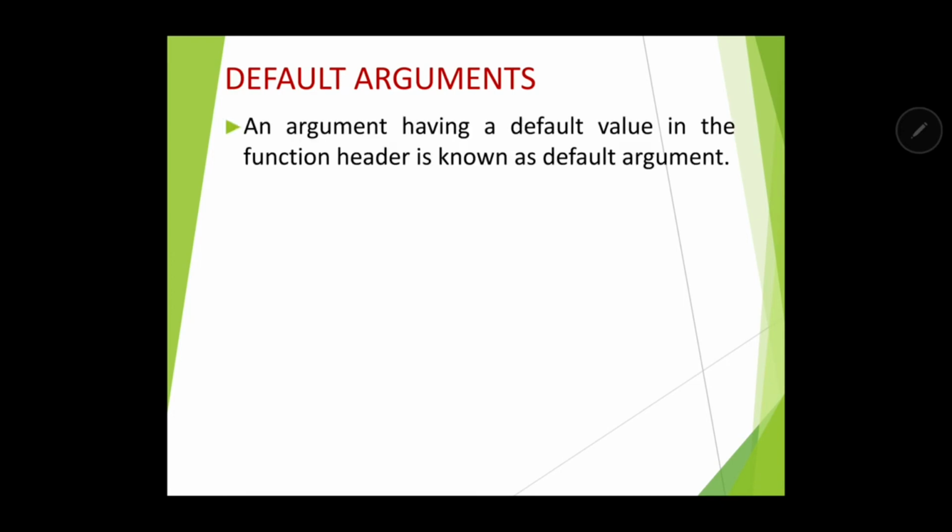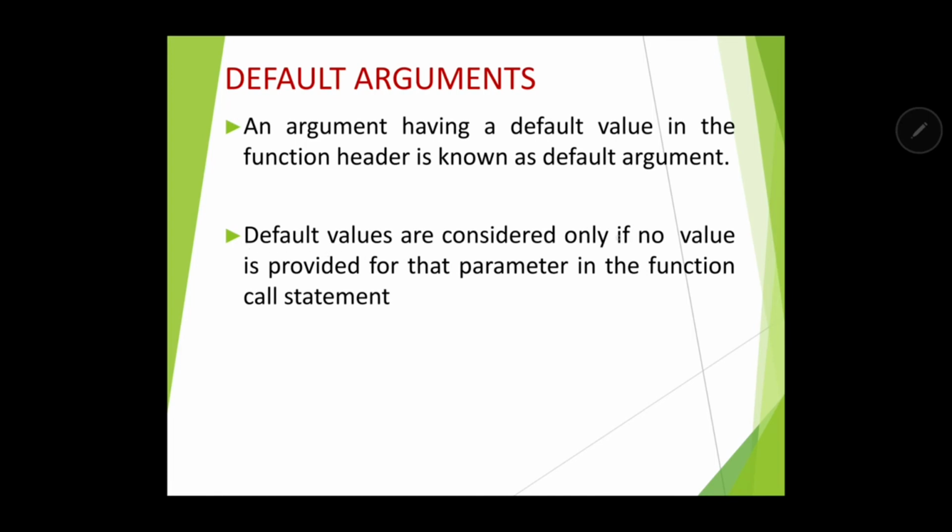Let's go to the next one, which is the default arguments. So what is a default argument? An argument having a default value in the function header is known as a default argument. Okay, so default value means a fixed value. If an argument has a fixed value in the function header, then it is known as a default argument.